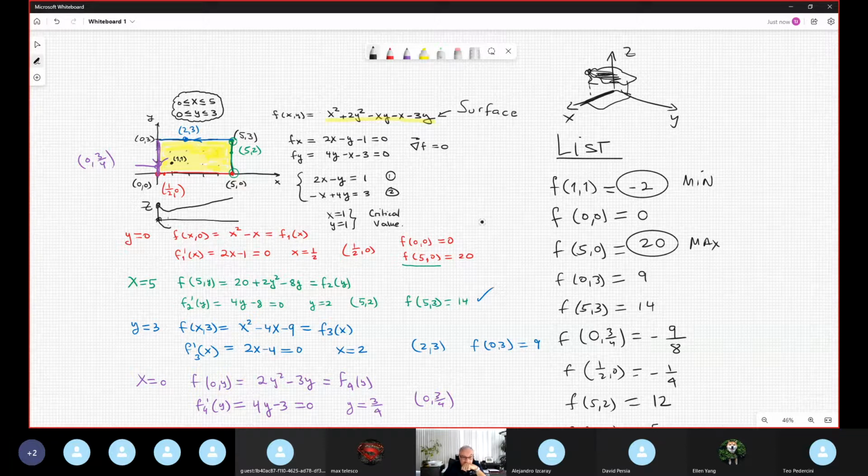And (5, 0) is 20. Wow, increasing too fast, it is 20. But I have no idea. I am trying to detect if this local minimum is the global minimum. Okay, do you understand this or no?